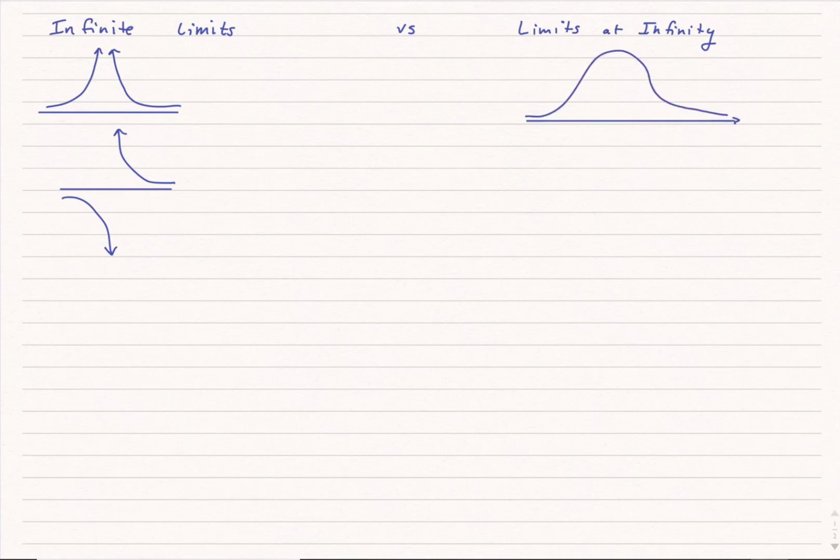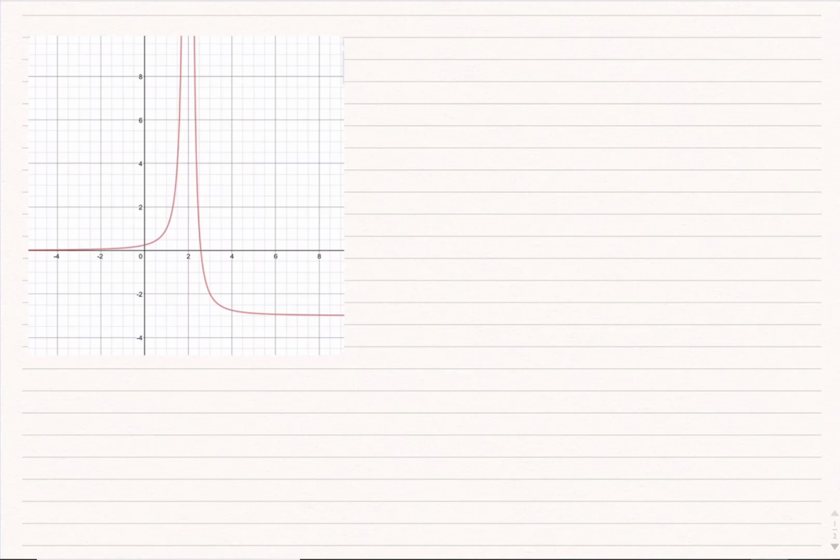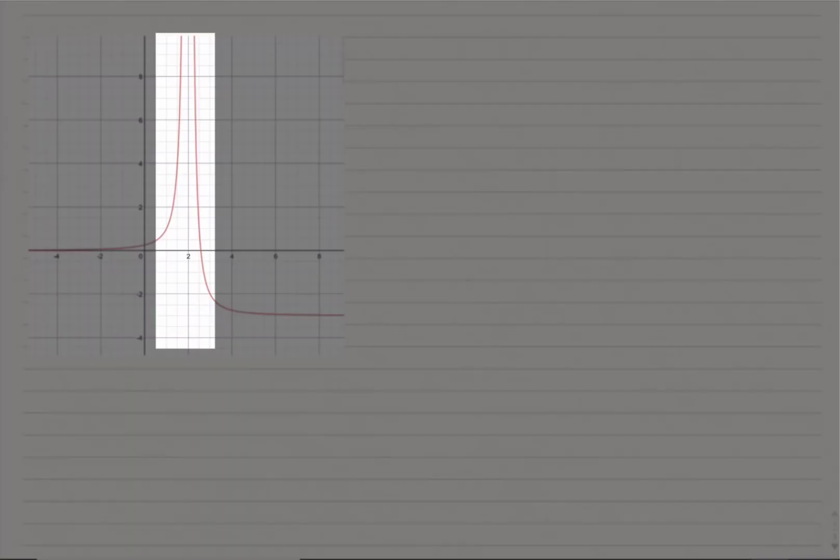Limits at infinity, however, are when the independent variable goes to either positive infinity or negative infinity, and what the value of the function is then. To start off, we're going to talk about infinite limits. If I'm talking about infinite limits, then what I would be interested in is what is happening around x equal to 2, along this line.